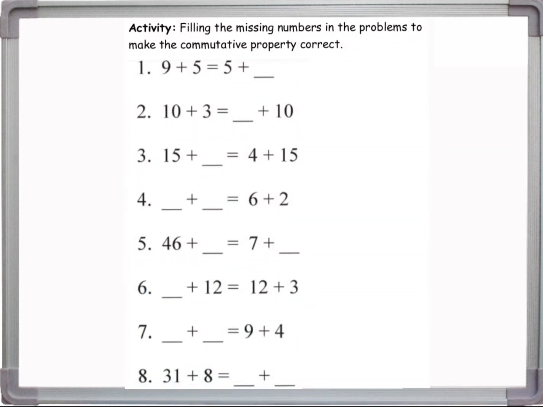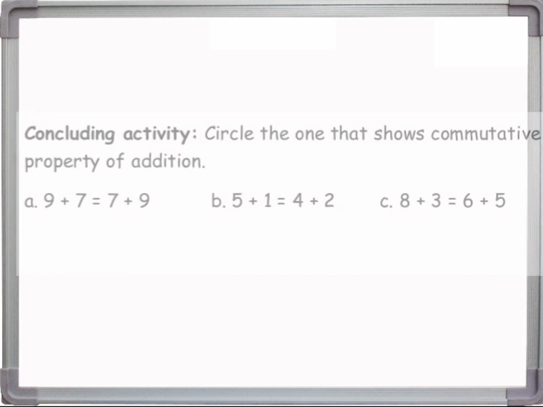Now it's time for our activity. So you're going to fill in the missing numbers in the problems to make the commutative property of addition correct. So you're going to do that from number 1 to number 8. When you finish, you're going to do the concluding activity.